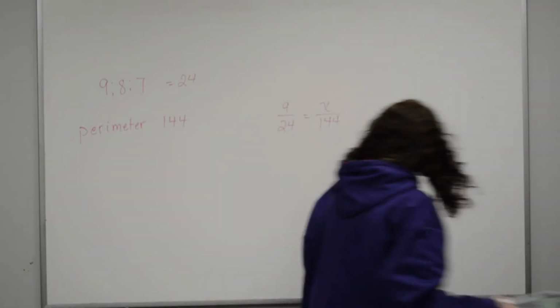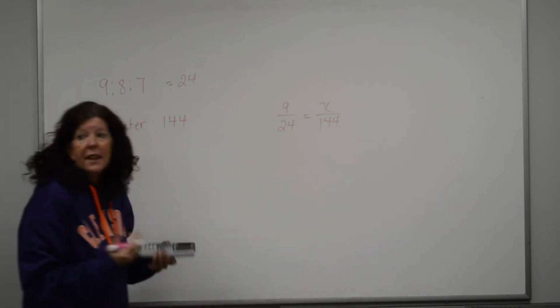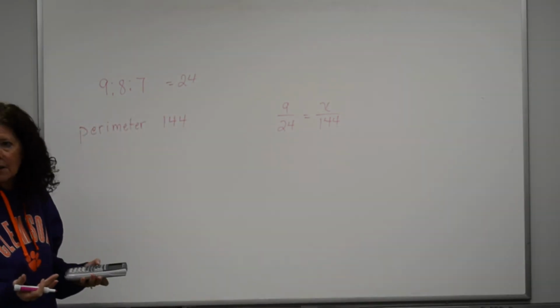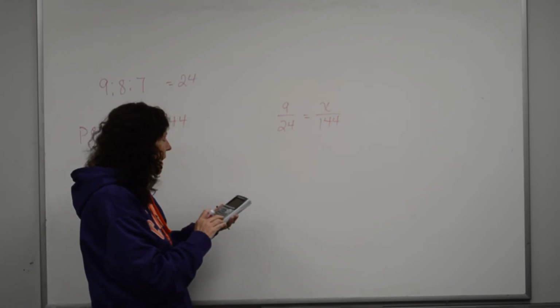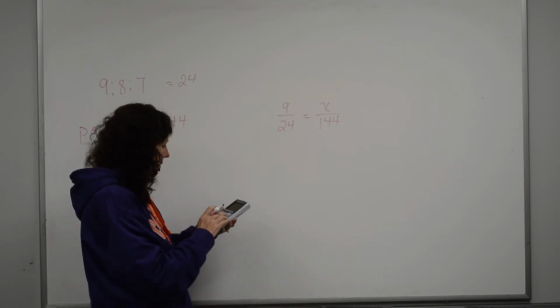Could you also put 8 over 24? You said to pick one? Yeah, then I could do the 8, then I could do the 7. Oh, you have to do all of them? So I'm going to show you something. It works this way, but there's also an easier way.